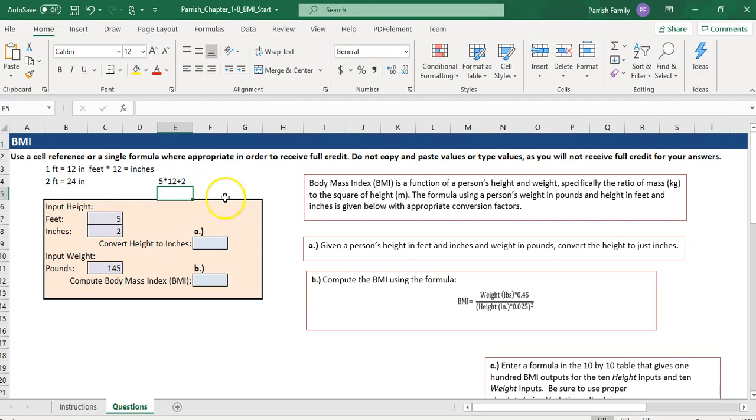But we want to use cell references. So where's the 5 located in our spreadsheet? It's located at C7. So this would end up being C7 times 12 plus, and where's the 2 inches located? It's at C8. So that's the formula that we're going to be typing to convert the height to inches. Take a minute and do that, and then we'll come back and check that you got the right answer.